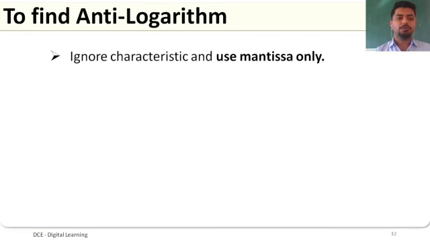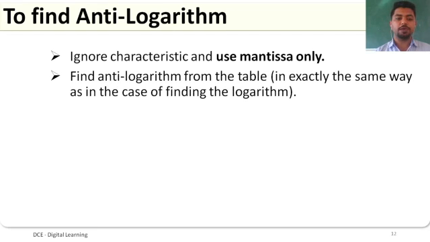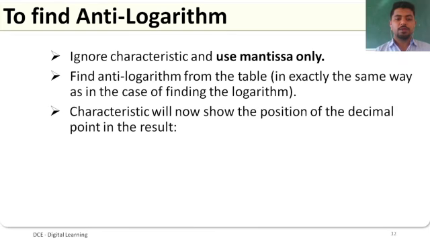To find antilogarithm, the rule says ignore the characteristic for the time being and use the mantissa only to find the antilogarithm from the table in exactly the same way as in the case of finding the logarithm. So the antilog value has to be found from the antilogarithm table. Using the mantissa, you have to find the value. Now the characteristic will show the position of the decimal point in the result.